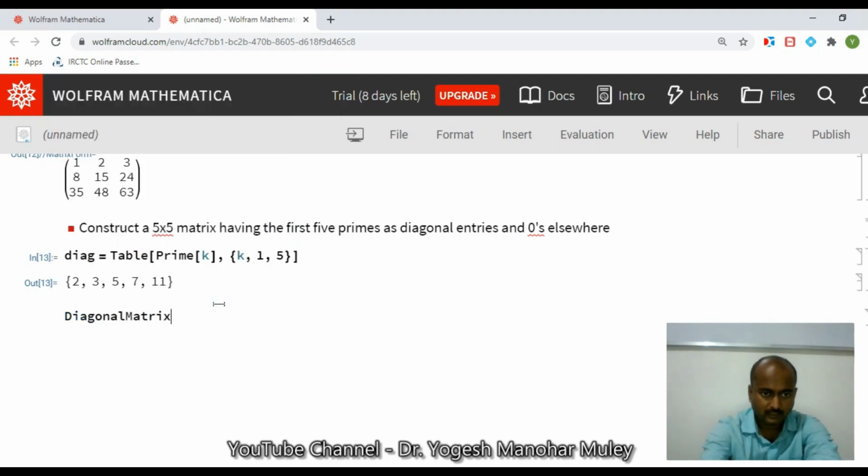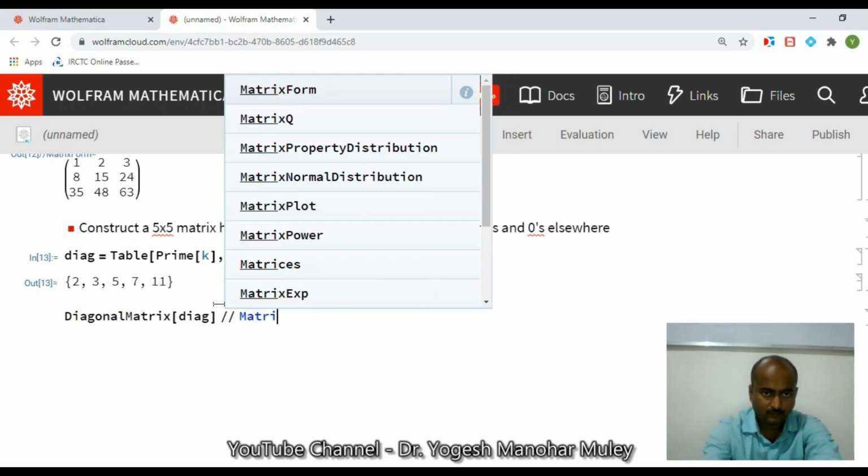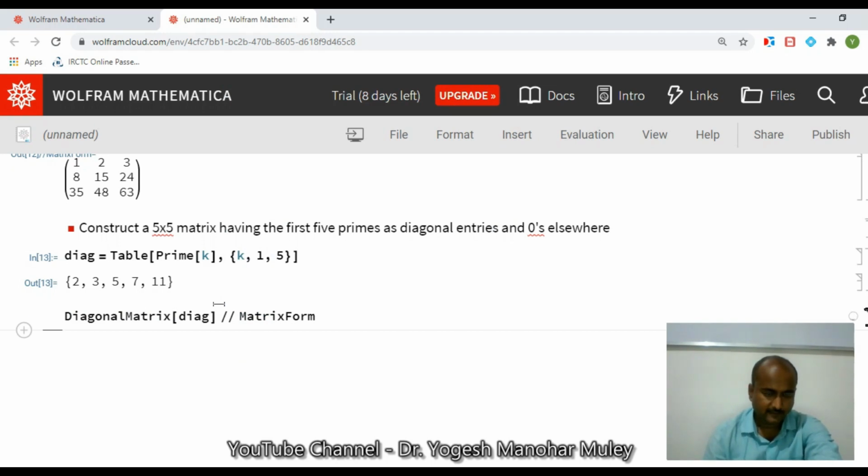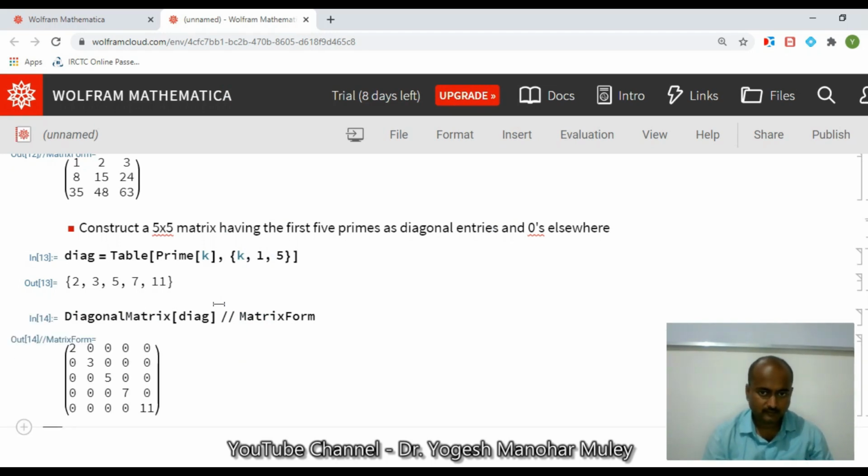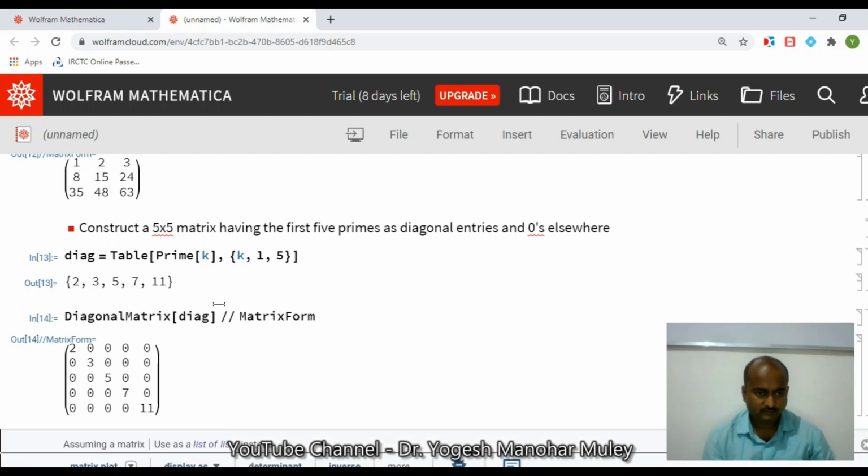So this will give us a list of the first 5 prime numbers. With the help of the diagonal matrix function, now we have the diagonal numbers in the diagonal variable. So we'll put the diagonal variable here and close this, and all these things we have in the form of a matrix. So this will give a diagonal matrix with all diagonal entries being the first 5 prime numbers, and all other entries are 0.